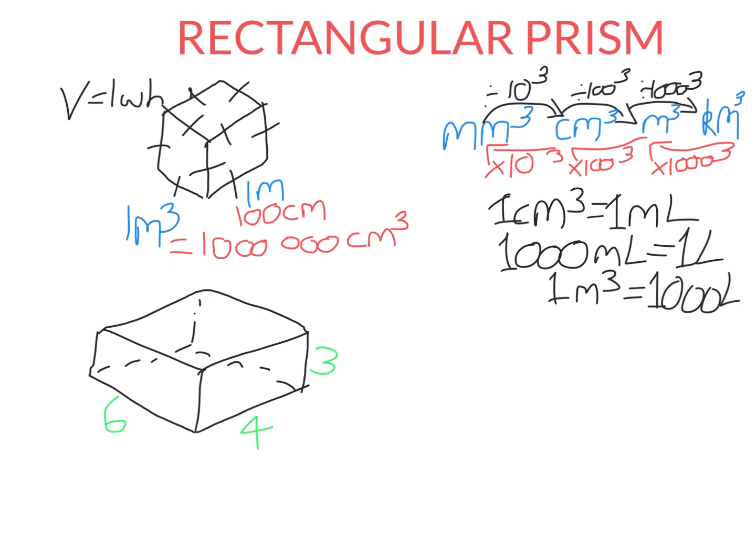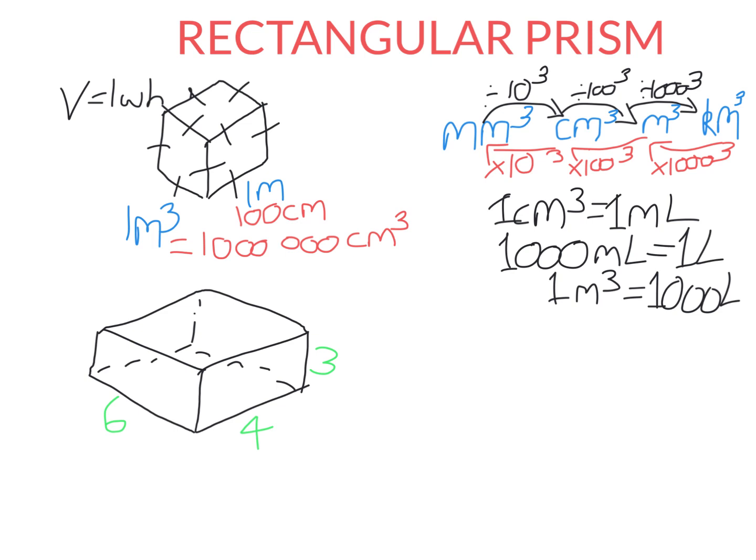So these are the 3 facts you need to know to convert from units of capacity and units of volume. A centimeter cubed and a mil are the same thing. There's 1,000 mils, 1,000 centimeters cubed in a liter, and there are 1,000 liters in a meter cubed. All right, let's now look at finding the volume, capacity, and also surface area of this rectangular prism.